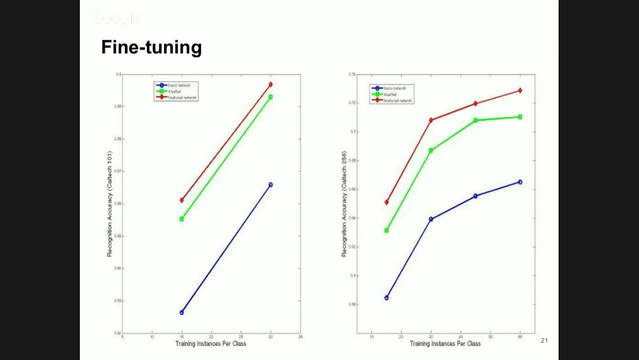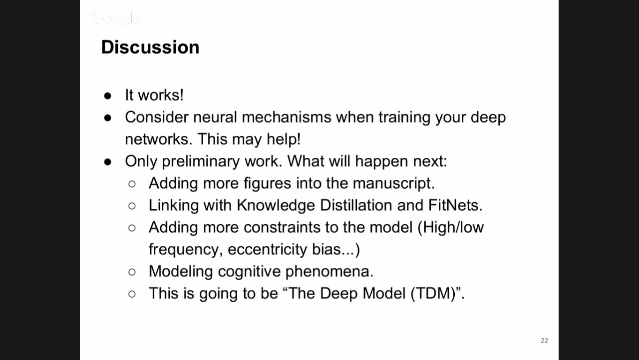Okay, so those are some of my results. What's the difference between the left graph and the right? Oh, Caltech 101, Caltech 256. Yeah. And basically, the conclusion is the method works, and it supports the idea of considering the neural mechanisms when training our convolutional deep neural networks.